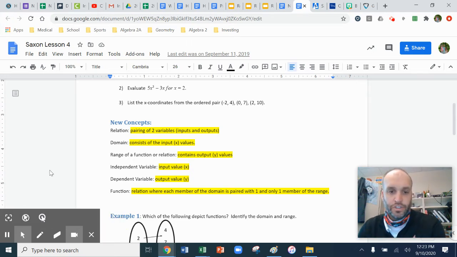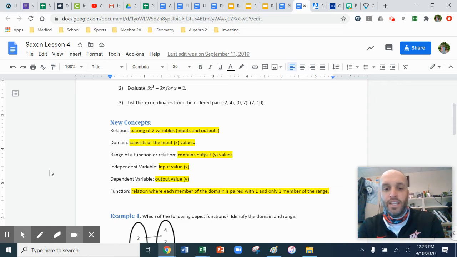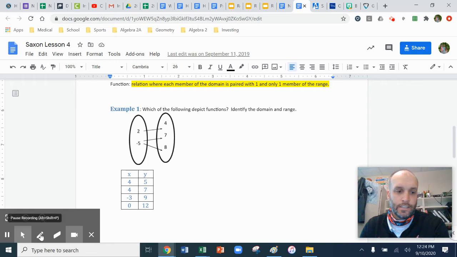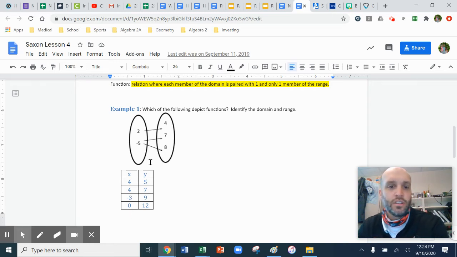A function is a special relation where each member of the domain, the X's, is paired with one and only one member of the range. Our goal today is to use two strategies to determine if a relation is a function, and we're going to use that definition of function where each member of the domain can be paired with only one member of the range. The strategy we're going to use is called mapping. So we're going to determine if these depict a function, and then once we do that, we'll identify the domain and the range.